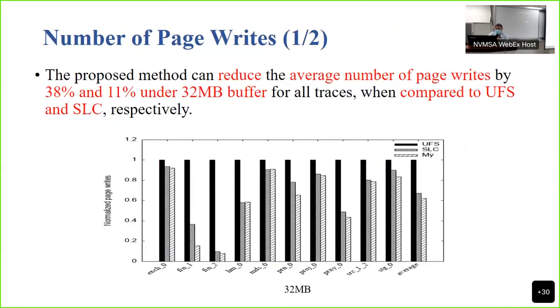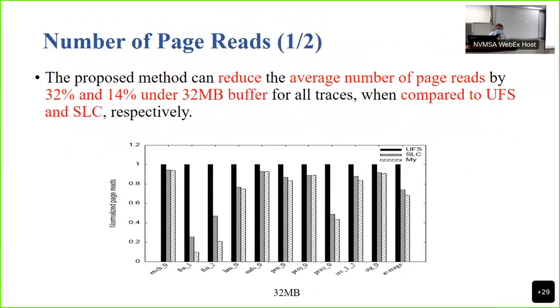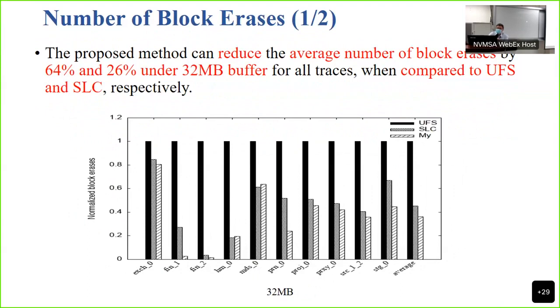On average, you can see our proposed method, and UFS and SLC are 2 different write methods. On average, we can reduce more page writes than other methods. Similarly, our method can also reduce more page reads than another method. And block erase is similar: because we can reduce page writes, we can also reduce the block erases.